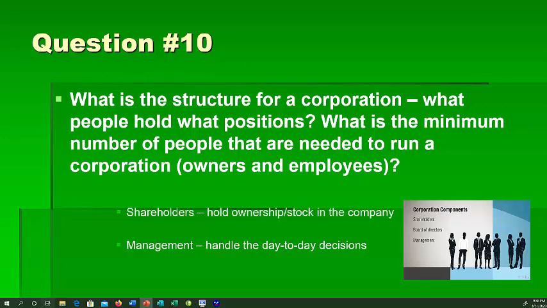Shareholders hold ownership of stock in the company. Directors make the big decisions, like if you're going to purchase property, borrow money, make big capital investments like buying equipment or purchasing large inventories, or sign contracts that are going to be of significant value. And then management handles the day-to-day stuff, so that would be the employees and the officers as well.